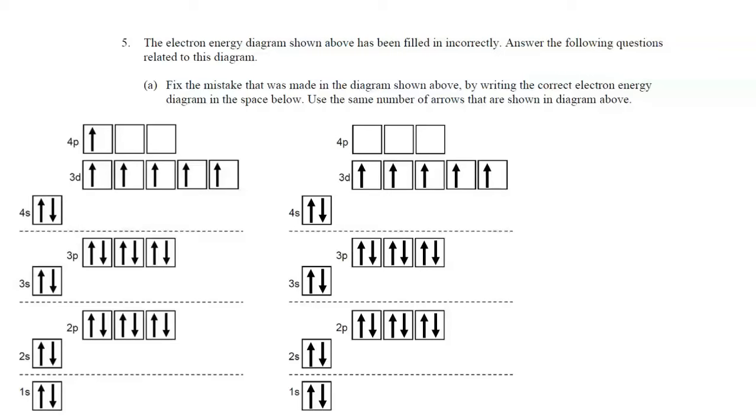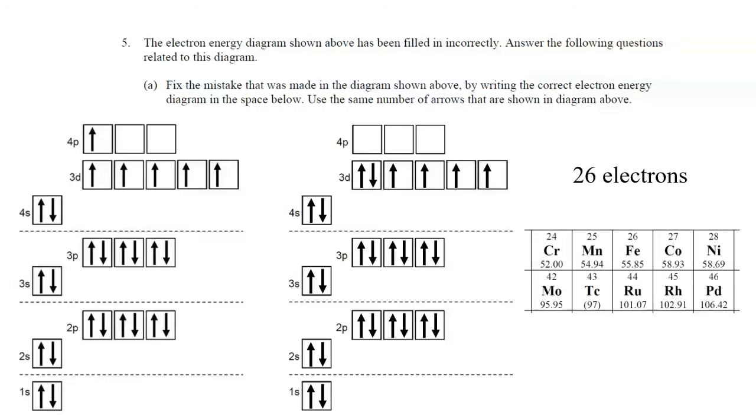And that last electron, which is going to go into the 3d sublevel, would look like that. There's a total of 26 arrows in this diagram. So that is the correct answer for part A. And in part B, they want us to identify the element. So which element on the periodic table would have 26 electrons? That would be an atom of iron, which has the symbol Fe.